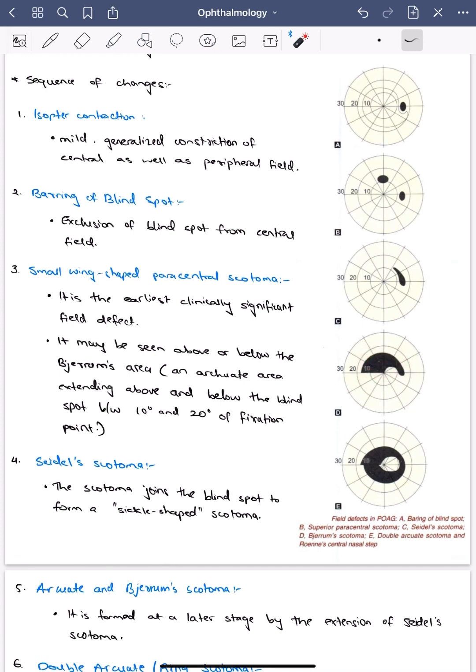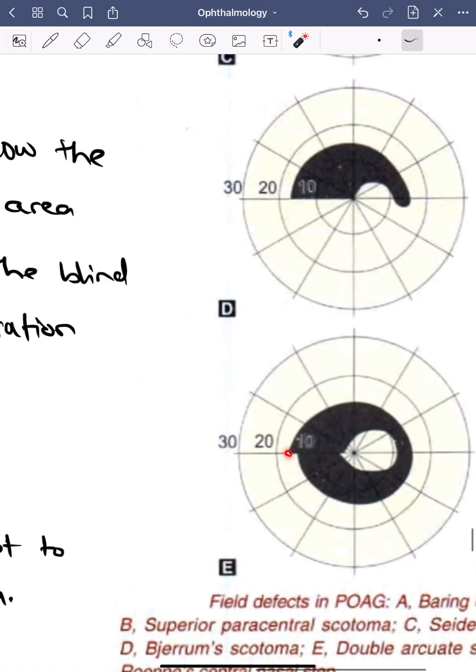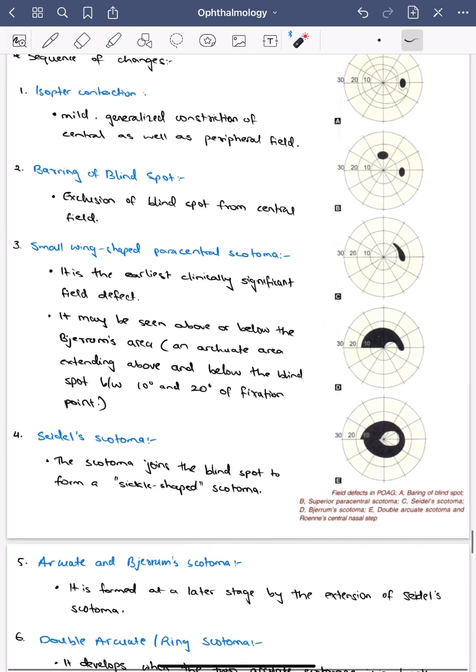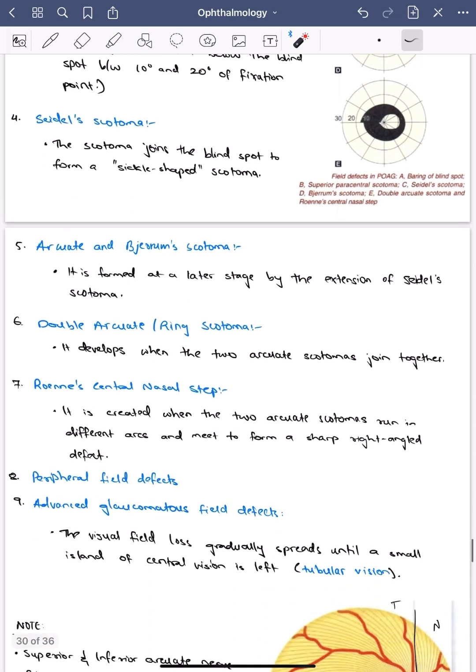Then it extends downwards to form the double arcuate or the ring scotoma. Now they do not meet perfectly, and here a right angled Rønne's nasal step is formed. Now the eighth defect is that this spreads towards the periphery and there are peripheral field defects. And ninth is advanced glaucomatous field defects.